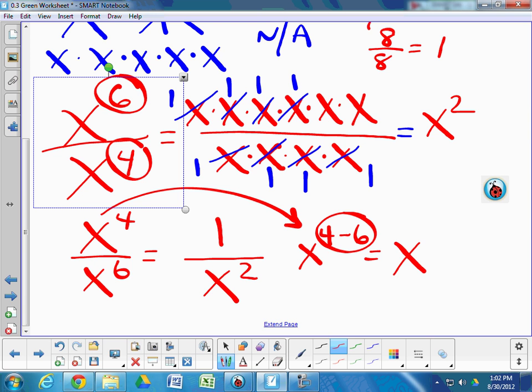X to the negative 2. And there's another rule of exponents that says if you have a base to a negative exponent, you flip it. All right? That becomes 1 over x squared. You see, a negative exponent says, hey, base, go down to the bottom and take your exponent with you. They talk. All right?